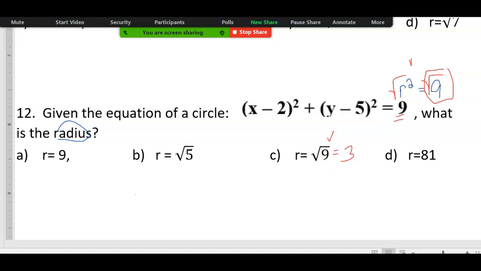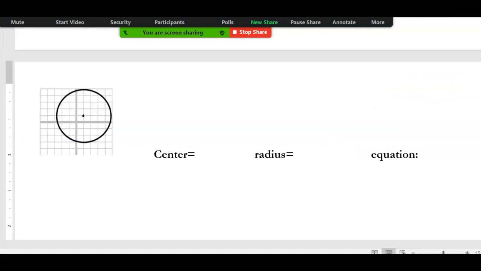Okay, the next page is practice problems that are for a grade. Okay, find the center, radius, and equation. So my center is 1, 1, and my radius is 1, 2. I just count for my circle from the center out. 1, 2, 3, 4. So my radius is 4.